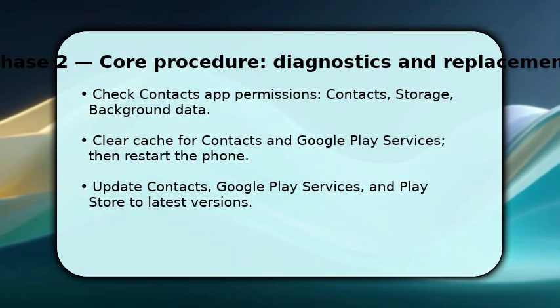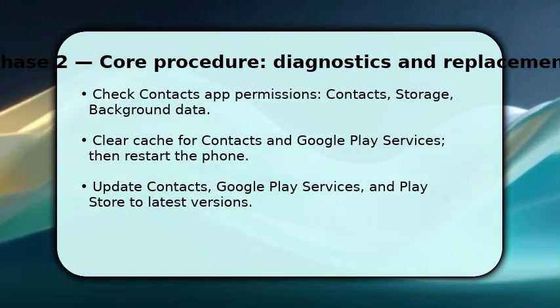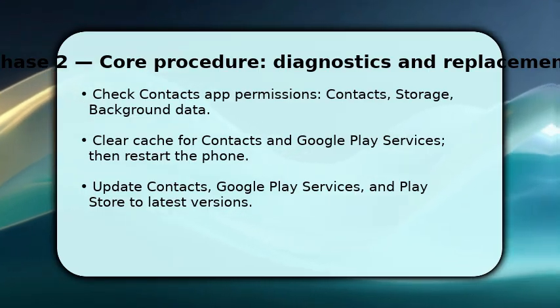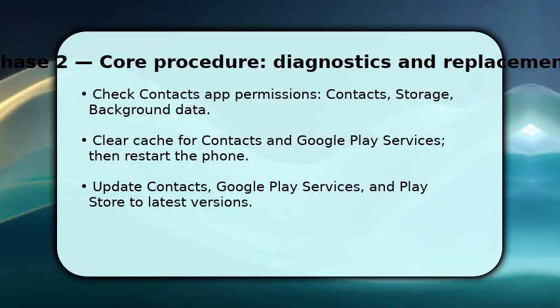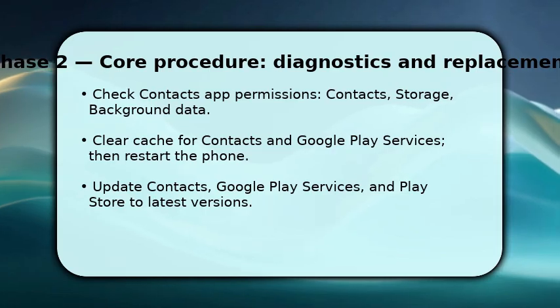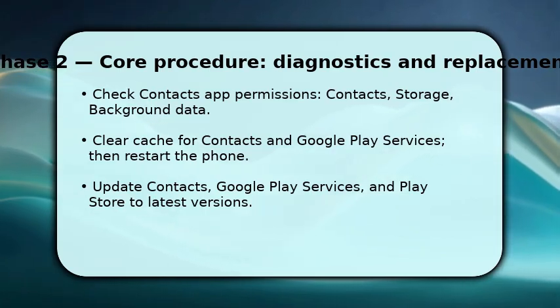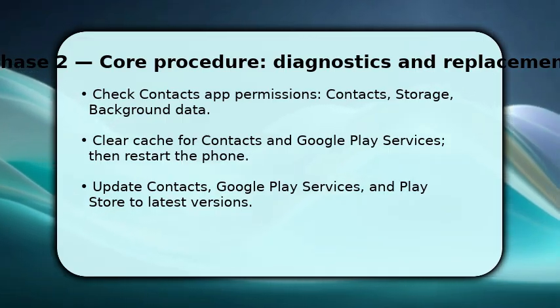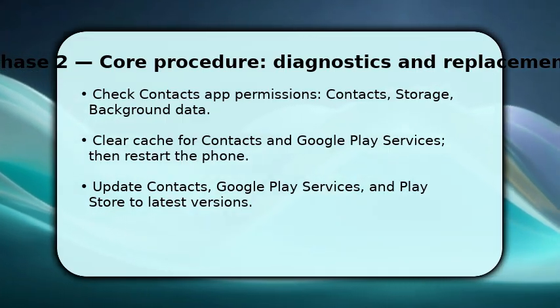Now focus on apps and permissions because blocked access stops sync. You should open App Info for contacts and Google Play services, ensure contacts and storage permissions are allowed, and enable background data. Next, clear the cache for both apps. If problems persist, clear app data. Note this may remove local-only contacts. Restart the phone to apply changes.